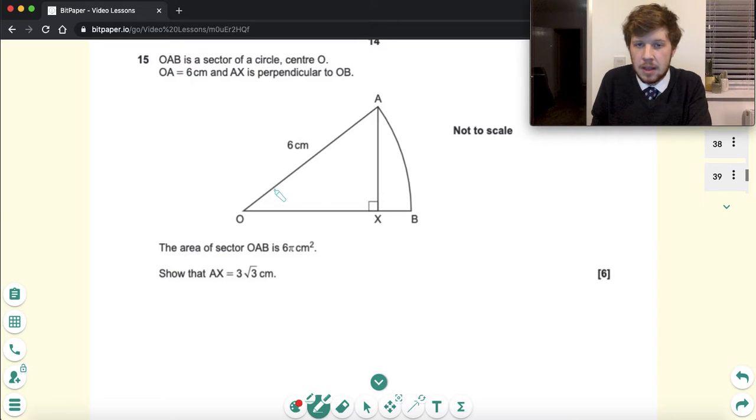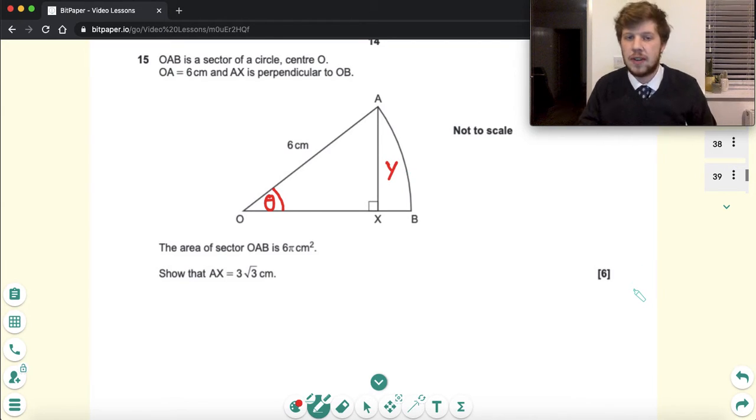So, I don't know much about this angle yet. And I know that I want to show that AX is something. So let's call this length y, and I want to know what that is. The area of a sector OAB is 6 pi. Well, I'm going to start off with that because I know a formula for the area of a sector.